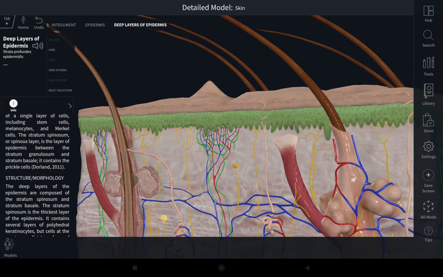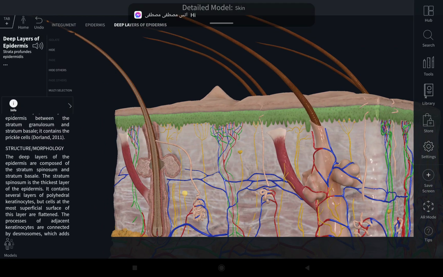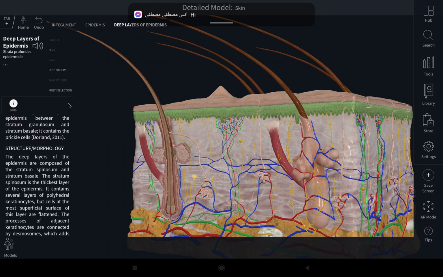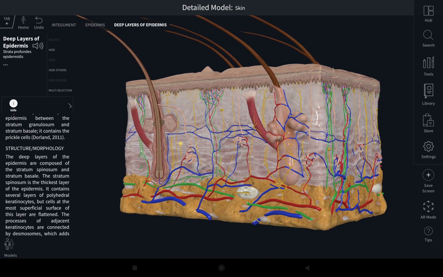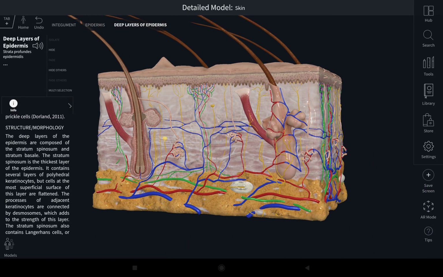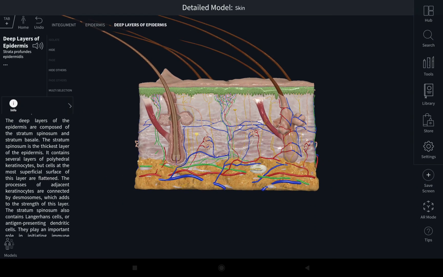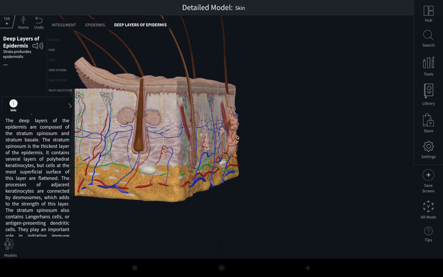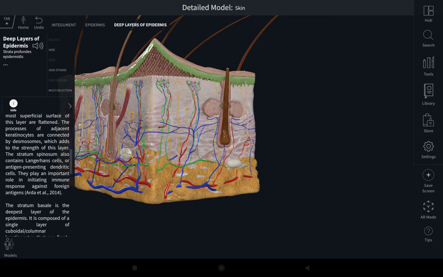This is the deepest layer of the epidermis. The stratum spinosum is the thickest layer of the epidermis. It contains several layers of polyhedral keratinocytes, but cells at the most superficial surface of this layer are flattened. The processes of adjacent keratinocytes are connected by desmosomes, which adds to the strength of this layer. The stratum spinosum also contains Langerhans cells or antigen-presenting dendritic cells. They play an important role in initiating immune response against foreign antigens.